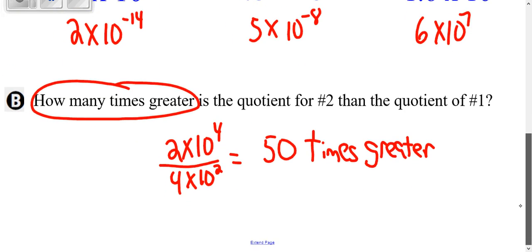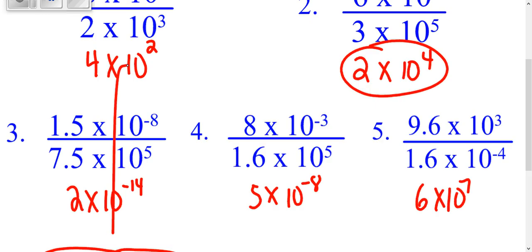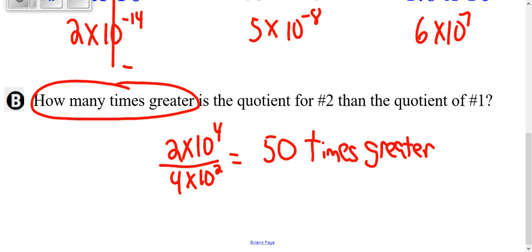And we're going to go down to B. How many times greater, which is division, divide. All right, so is the quotient for number 2 than the quotient of number 1. So this is the quotient for number 2. This is the quotient for number 1. So number 2 and number 1, you divide it.